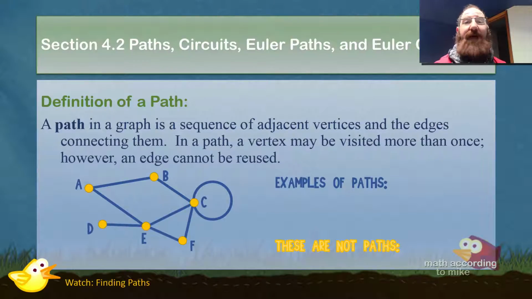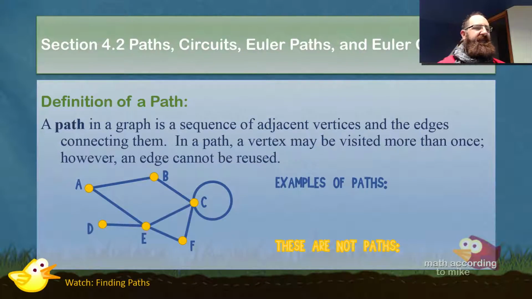A path in a graph is a sequence of adjacent vertices and the edges connecting them. Now that's part of the definition. There's more to come. In a path, a vertex may be visited more than once. However, an edge cannot be reused. So once you go from A to B, the edge you crossed over, you can't cross back ever again. So be careful with that. So a sequence of adjacent vertices and the edges connecting them, where you can't reuse an edge. That's the definition of a path.